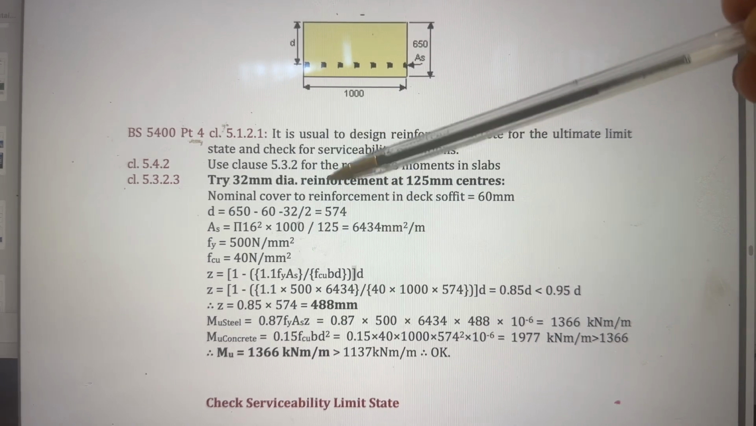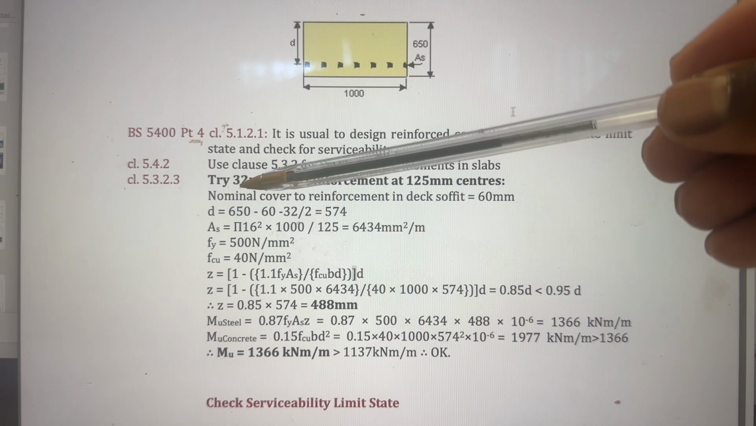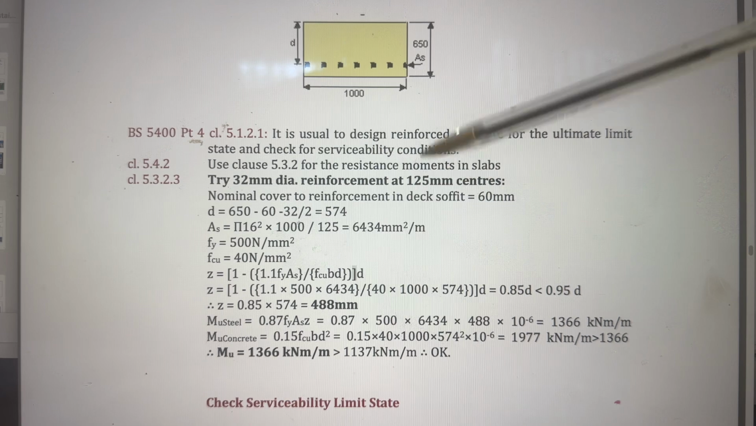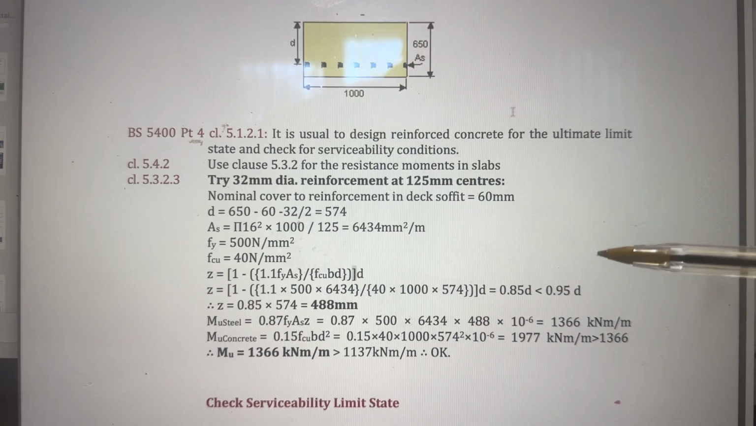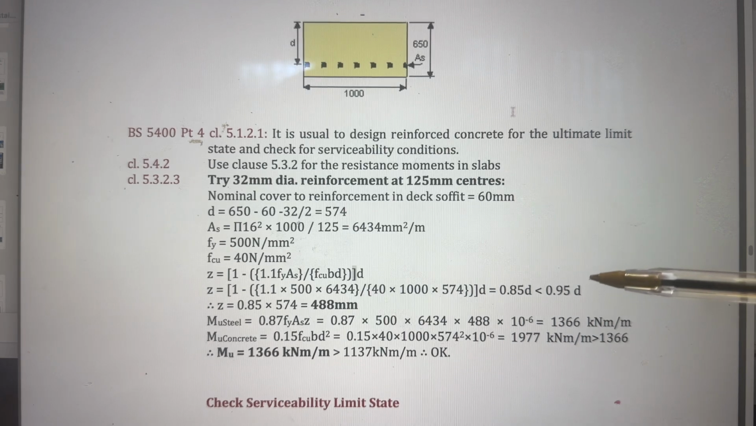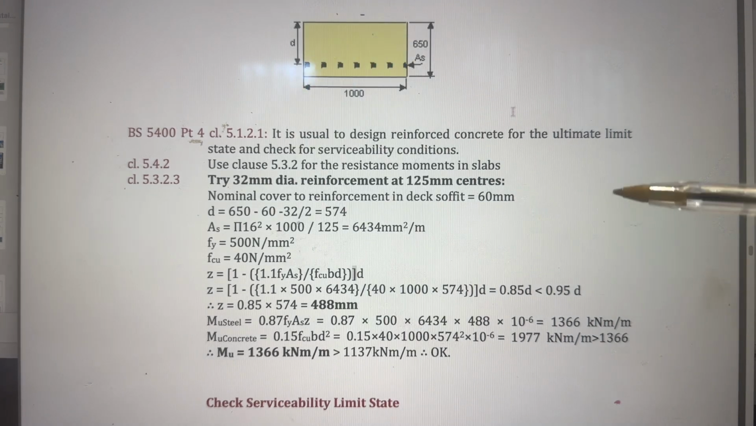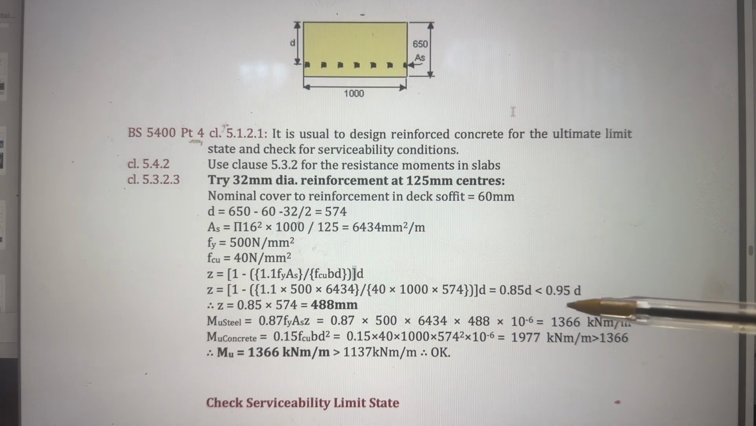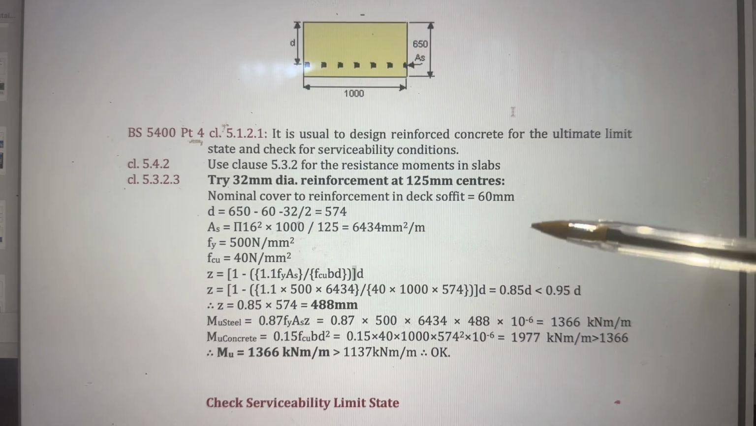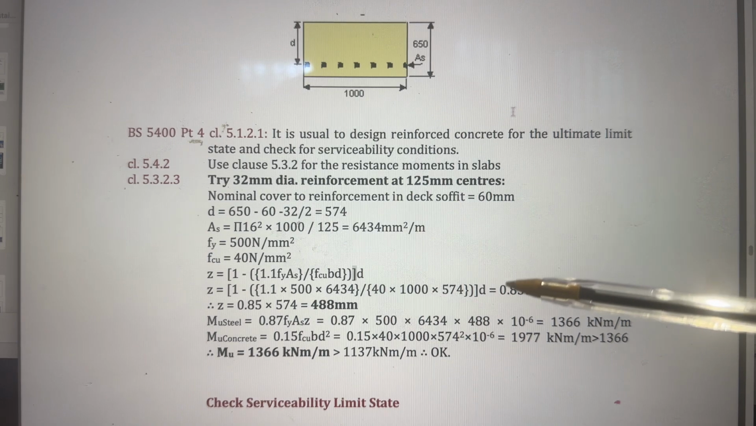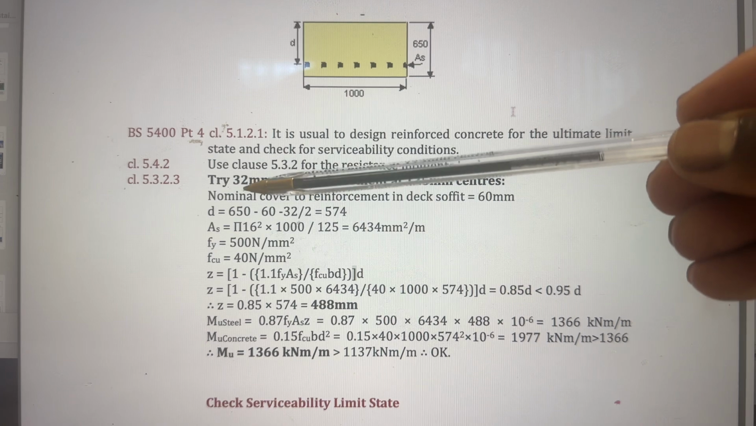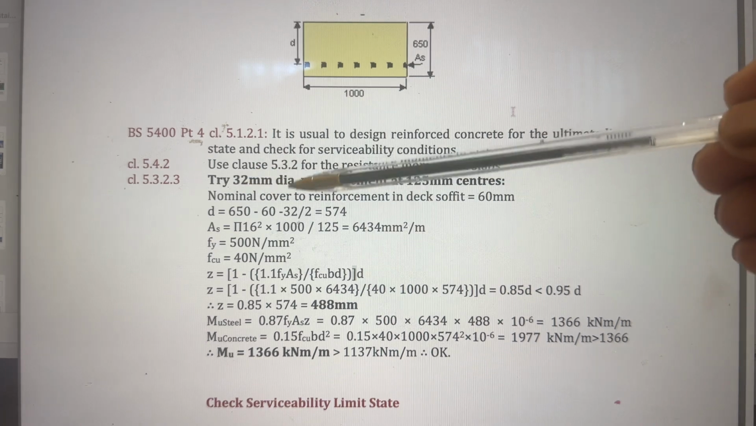So you make an assumption, for example, try a 32 millimeter diameter reinforcement at 125 millimeter centers. These things come by experience sometimes. You know that you're dealing with a bridge which carries heavy loads, and at the same time the span is 12 meters. Therefore, you probably need the higher value of reinforcement, so it's useful to try a 32 millimeter diameter.